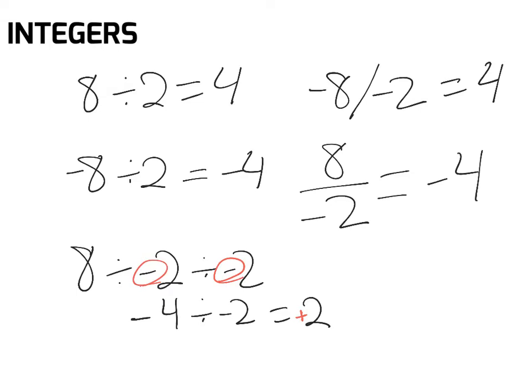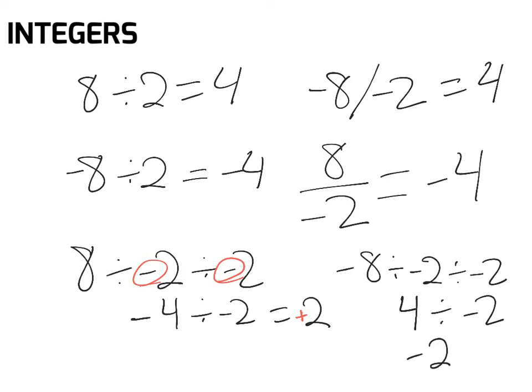Okay, let's make those all negative. Let's do negative 8 divided by negative 2 divided by negative 2. So negative 8 divided by negative 2 would give you the answer of 4. And then divide that by negative 2, and that's going to give me negative 2. If I go back and look at my original problem, I have 1, 2, 3 negative signs. So an odd number of negative signs will give me a negative answer for my quotient, I should say.